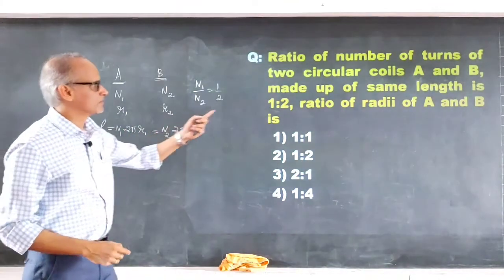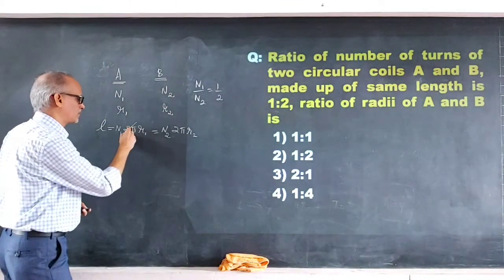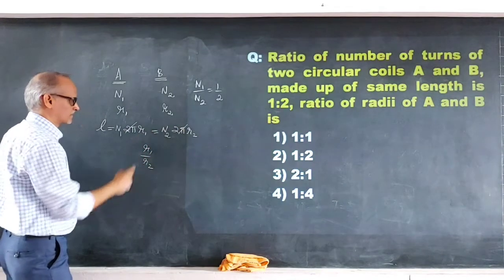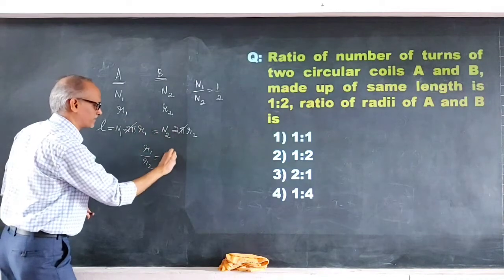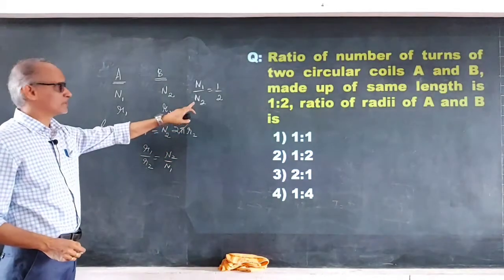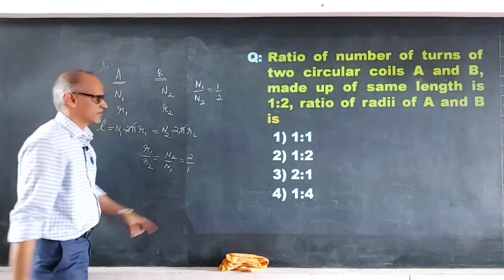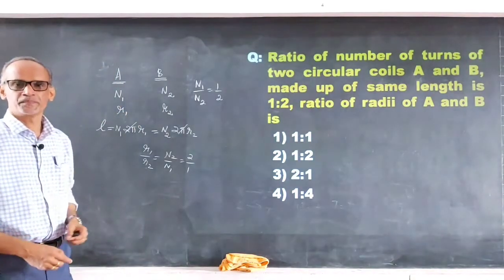Now what do we want? We want ratio of the radii. So here it is. When you equate, this 2 pi will get cancelled. Ratio of the radii is R1 by R2. What is R1 by R2? R1 by R2 is N2 by N1. But what is N2 by N1 from here? N2 by N1 is 2 by 1. So therefore the answer is choice 3.